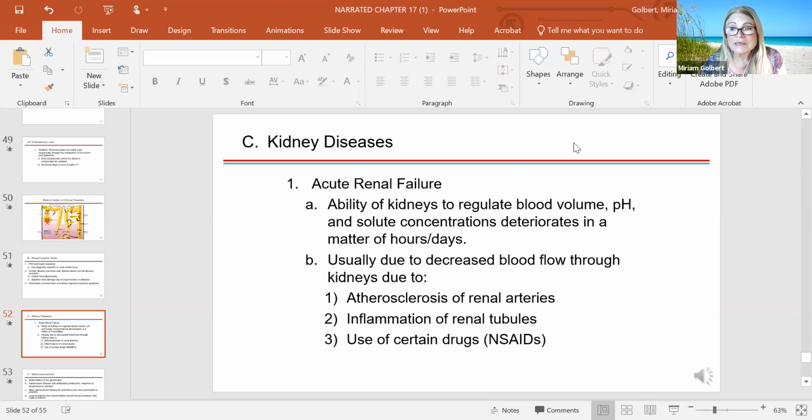atherosclerosis of the renal arteries. So atherosclerosis is the accumulation of fat deposits so that the blood flow is not going the right way in the kidneys, or inflammation of the renal tubules from infection or something like that. I mean, an acute infection can lead to an acute renal failure.